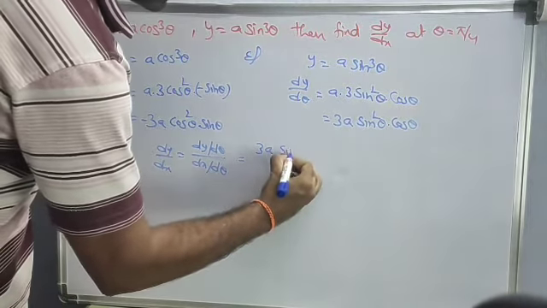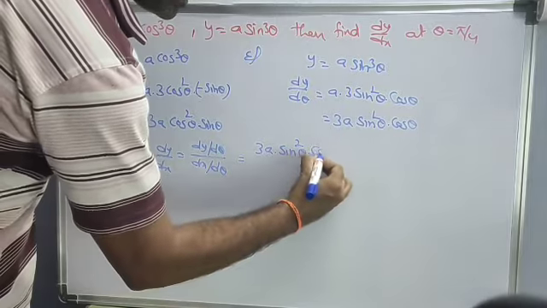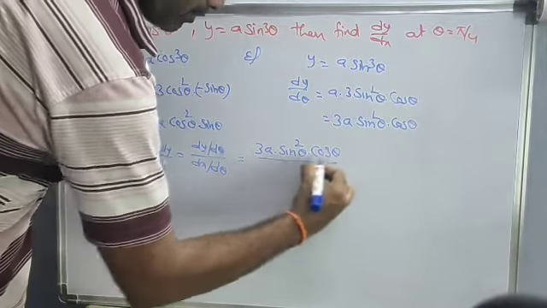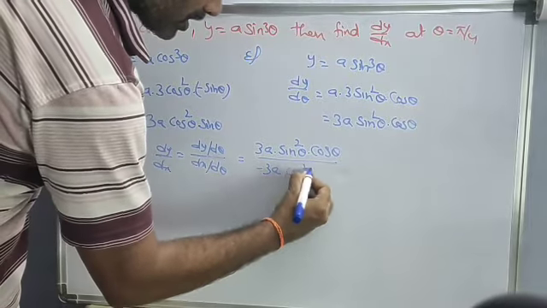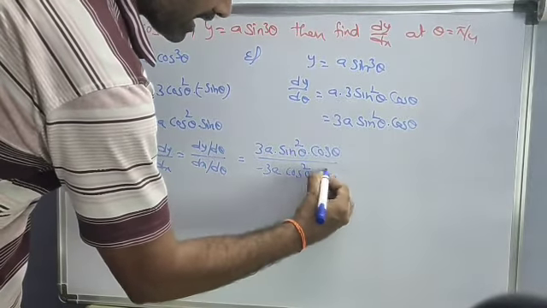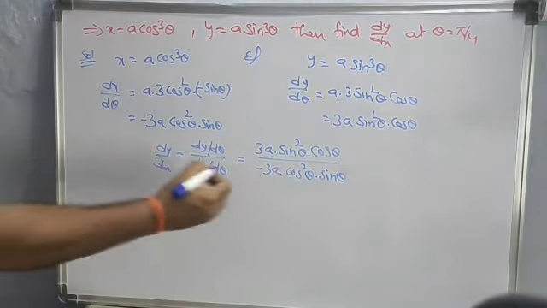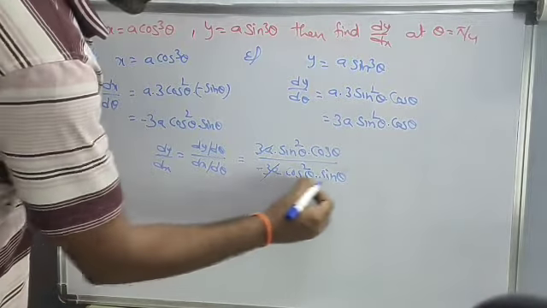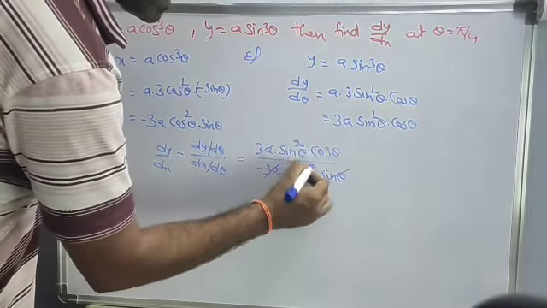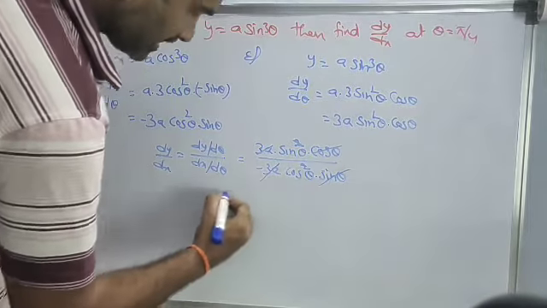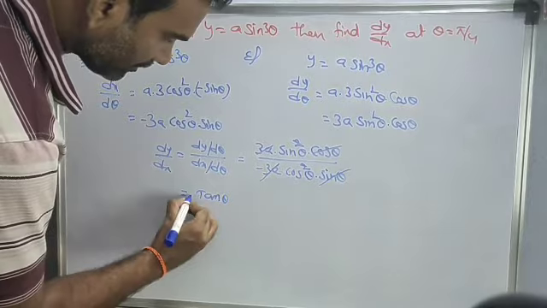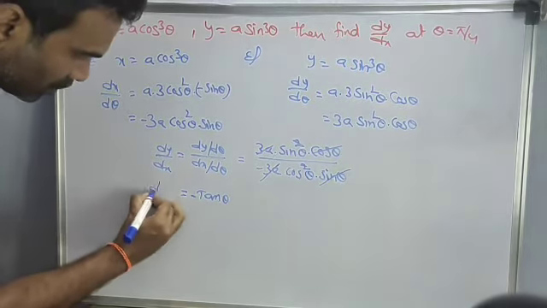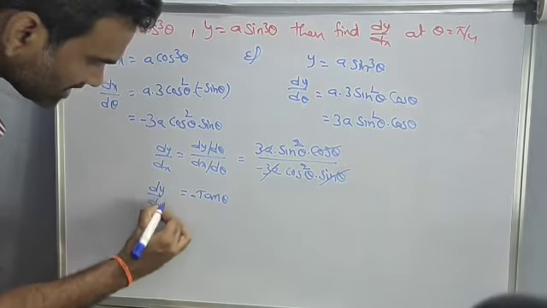3a sin²θ cos θ by minus 3a cos²θ sin θ. Here 3a gets cancelled, sin θ gets cancelled, and cos θ remains. So sin θ by cos θ, I am getting tan θ, with a minus sign. So dy by dx value is this one.